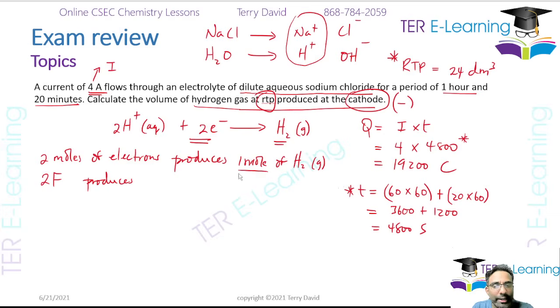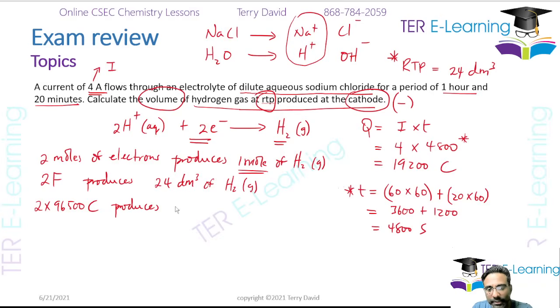Now we can change this mole here, one mole, into dm cube, because the question asks us for the volume of hydrogen gas. So I'm going to say 24 dm cube. So 2 Faradays produces 24 dm cube of H2 gas, right? We're not there yet, but we're getting there. Now I need to convert this Faradays into coulombs. So this is going to be 2 by 96,500 coulombs produces 24 dm cube of H2 gas. That's what's happening here.